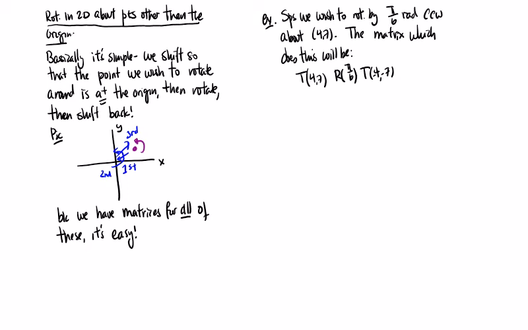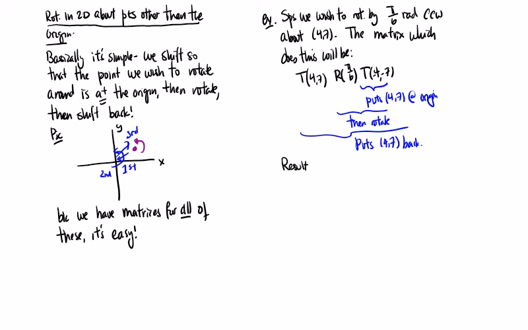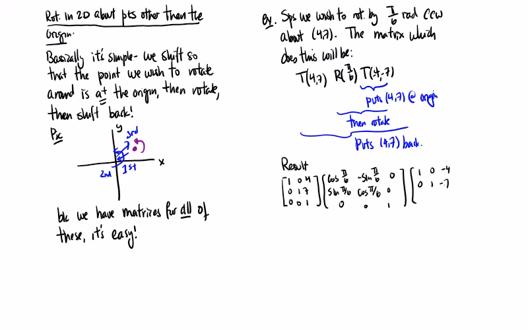What's happening, again in order from right to left, is this puts 4,7 at the origin. This then rotates, then puts it back, or really puts the origin back at 4,7. So if we calculate this matrix, this is what we get. Let's write all these down. This is 1, 0, 4, 0, 1, 7, 0, 0, 1. That's the left-hand matrix. We have cosine of pi/6, negative sine of pi/6, 0, sine of pi/6, cosine of pi/6, 0, 0, 0, 1. Here we have 1, 0, negative 4, 0, 1, negative 7, 0, 0, 1.